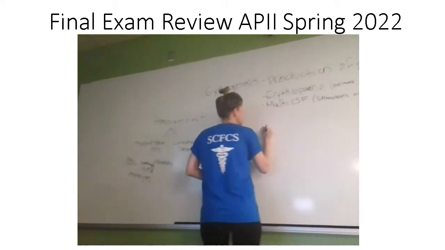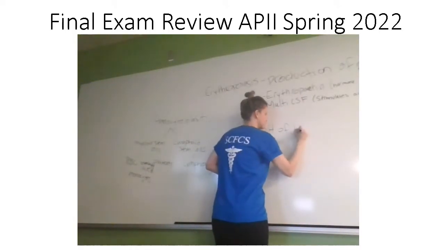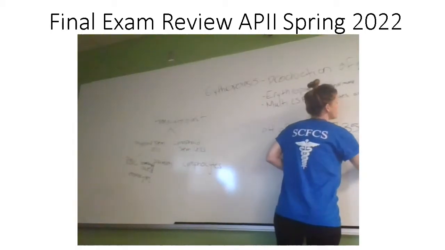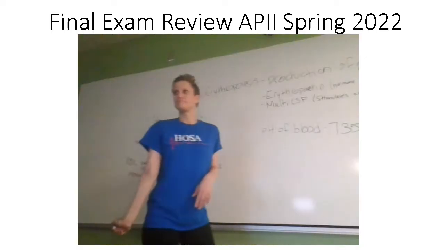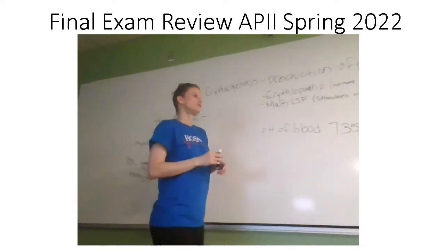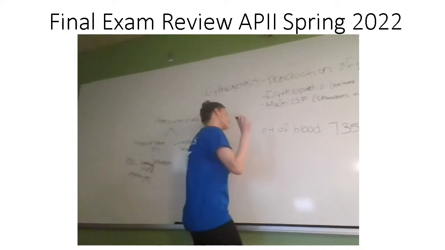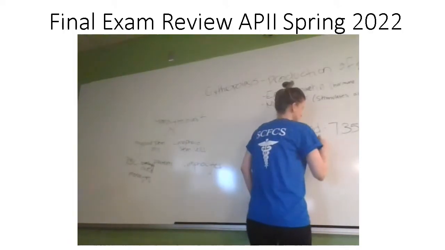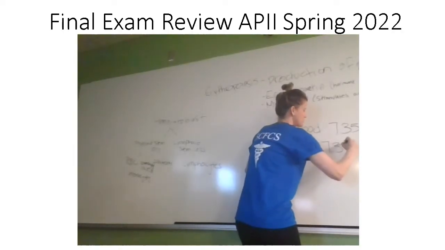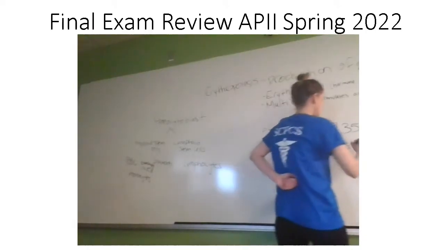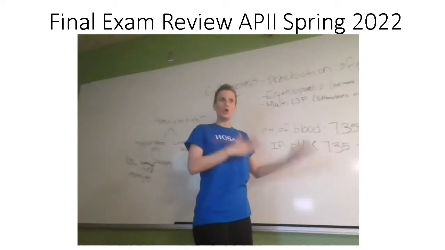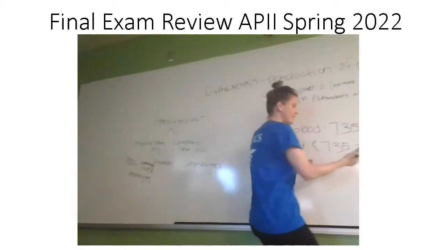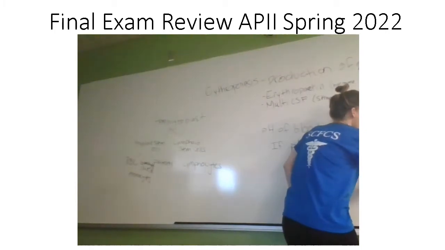remember that we said the pH of blood should be between 7.35 and 7.45. If the pH is less than 7.35, then it's too acidic, right? Remember, low pH is acidic, high pH is basic. So if it's lower than 7.35, the patient has acidosis.